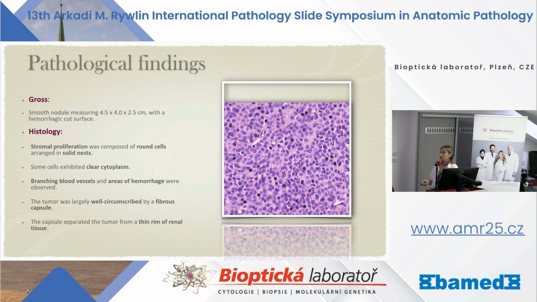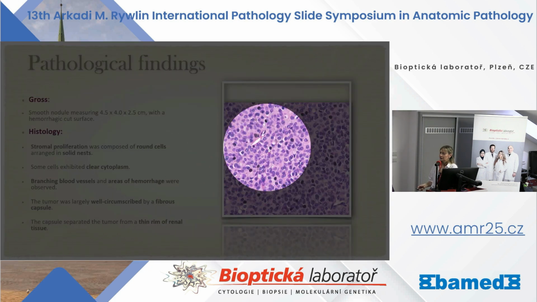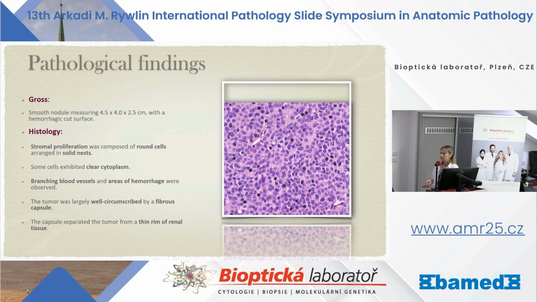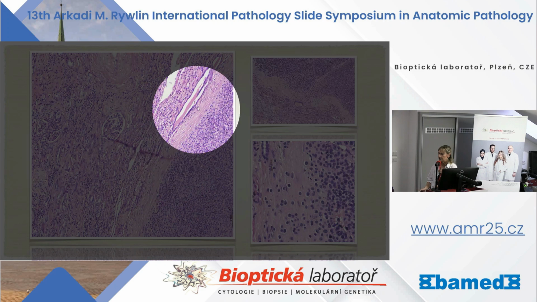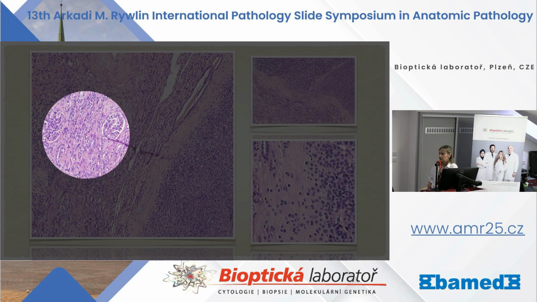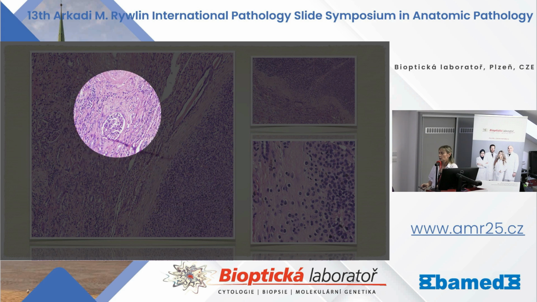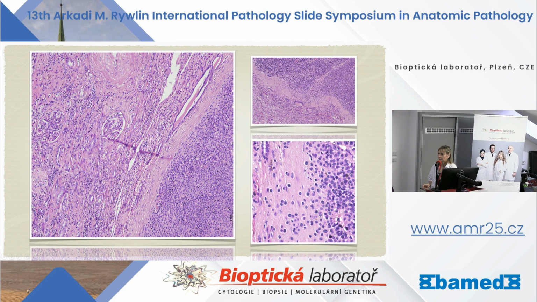Histologically, it was a stromal proliferation composed of round cells arranged in solid nests. Some cells exhibit clear cytoplasm, branching blood vessels, and areas of hemorrhage were observed. The tumor was largely well circumscribed by a fibrous capsule that separates it from the normal kidney. Here you can see the fibrous capsule that well separated the lesion from the normal renal parenchyma.